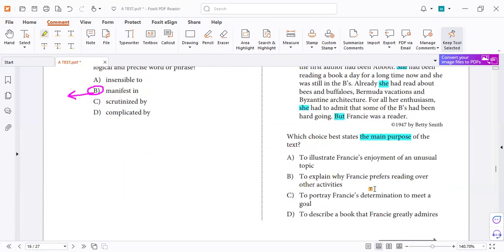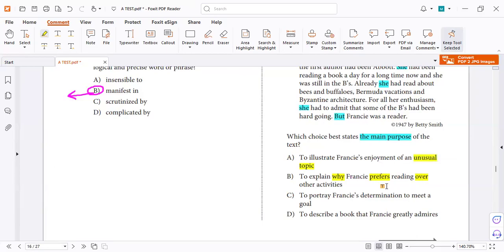Now, in the sentence, is all the text about illustrate enjoyment of unusual topic? Is all the text about one topic? And is it unusual? How? So it's wrong. Explain why she prefers reading over. Do we have comparison?